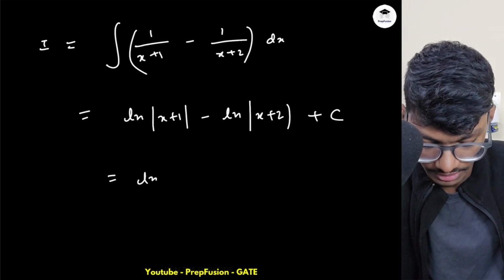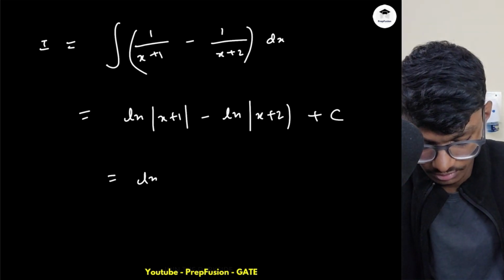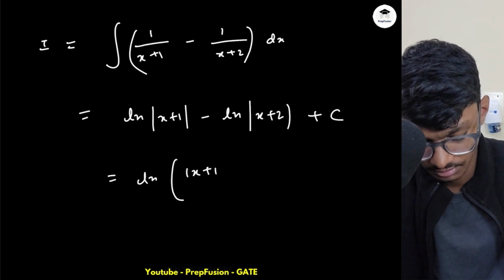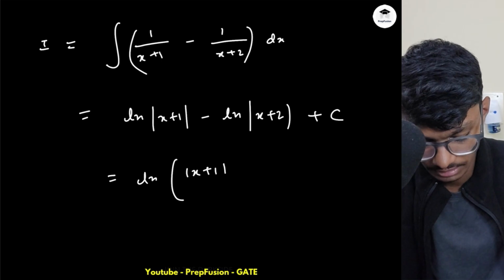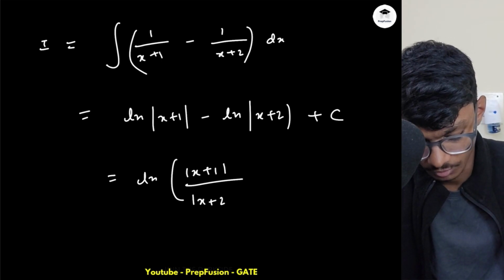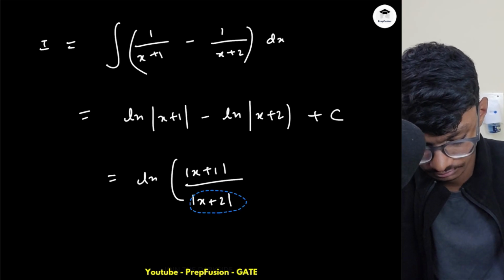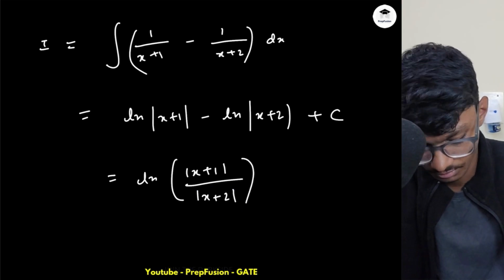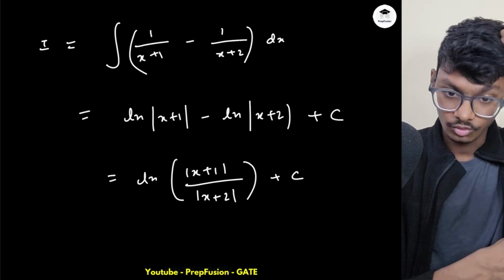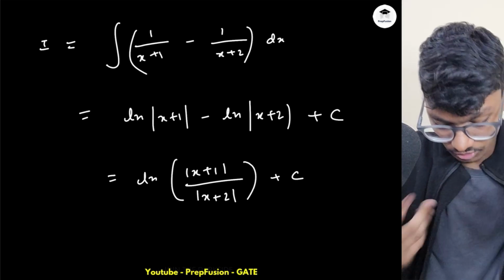So overall I can write this as ln of mod of x plus 1 divided by mod of x plus 2, plus c. Okay, so this is the answer basically.